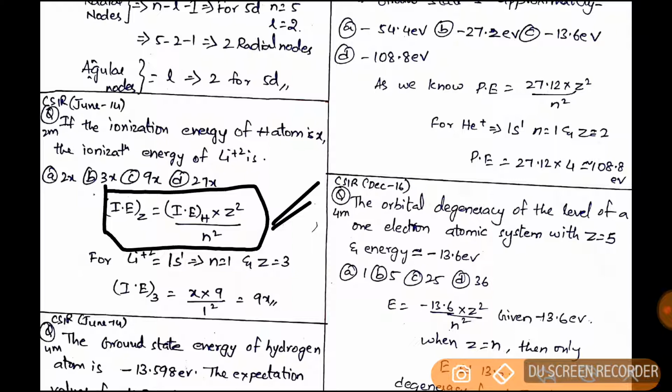So for lithium plus 2 ion, the electronic configuration is 1s1, where n equal to 1 and Z is atomic number, which is equal to 3. You could just apply the formula directly here and you get the answer, guys. That's it. So answer is 9X.